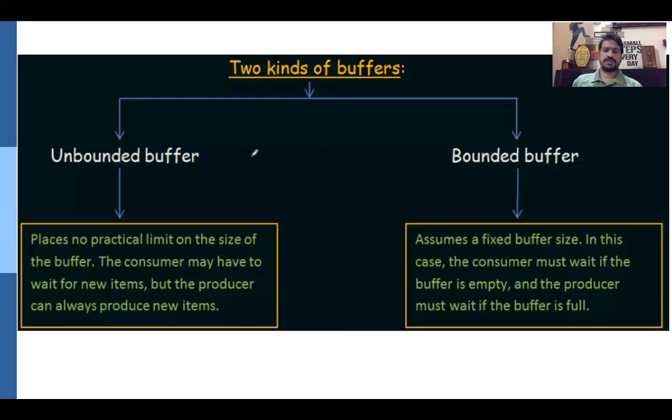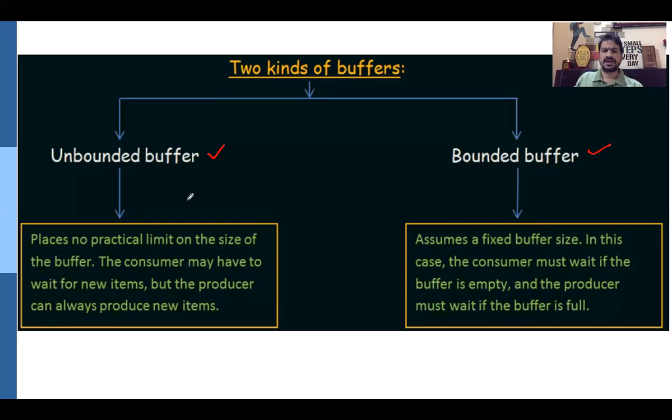We have two types of buffer that we'll use. Either I'll use the unbounded buffer or I'll use the bounded buffer. Bounded buffer means I should have some limitation on the buffer, and here we don't have any limitation. The unbounded buffer places no practical limit on the size of the buffer. The consumer may have to wait for a new item, but the producer can always produce a new item.